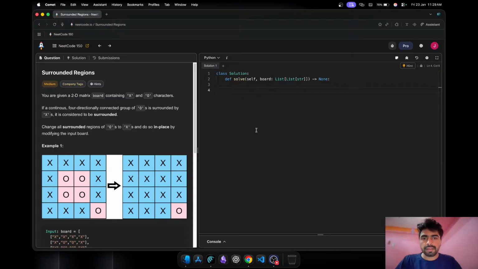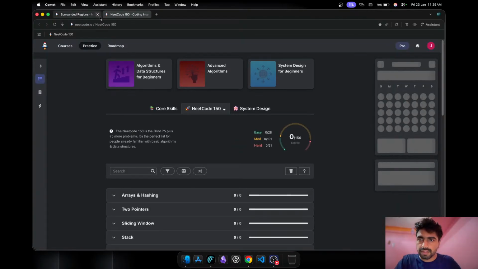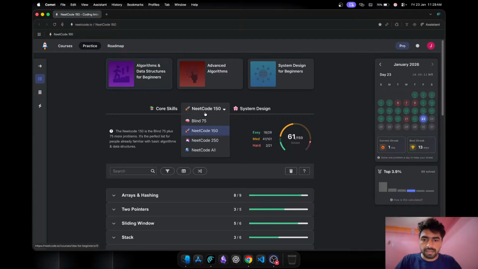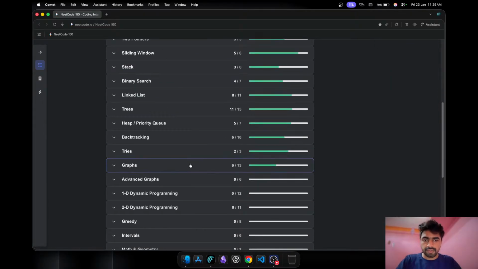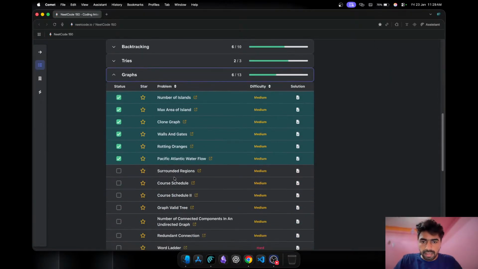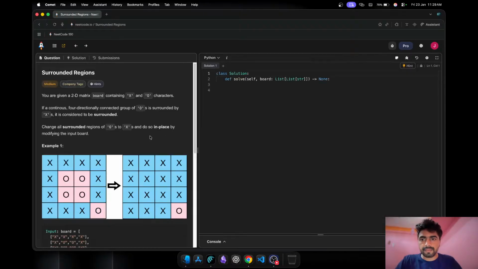So, our question today is, okay, let's confirm that we are on the right question. Yeah, Surrounded Regions. So, this is our question. I have seen this problem statement before, so it is easy for me to get this.